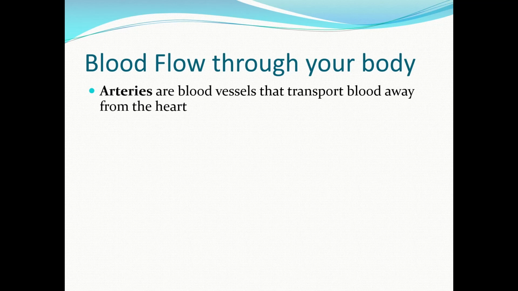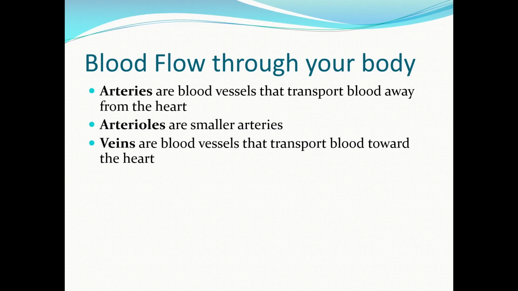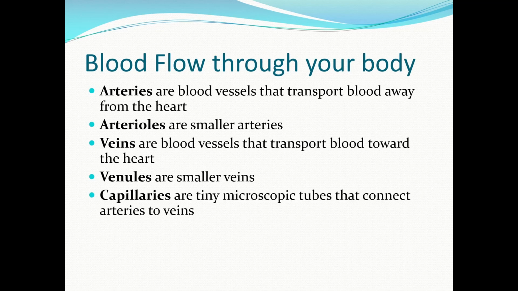But there are smaller arteries, kind of like there's freeways, and then there's main streets, which are called arterioles, and they're smaller arteries. And then there's veins, right? Blood vessels that transport blood towards your heart, but there are smaller veins, which are venules. Okay. And then there needs to be a place where I switch from artery to vein, and those are called our capillaries. So these are tiny microscopic tubes that connect arteries to veins.